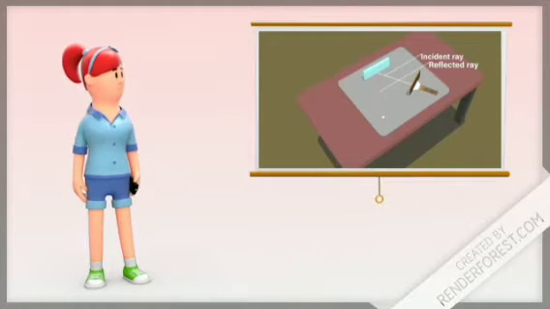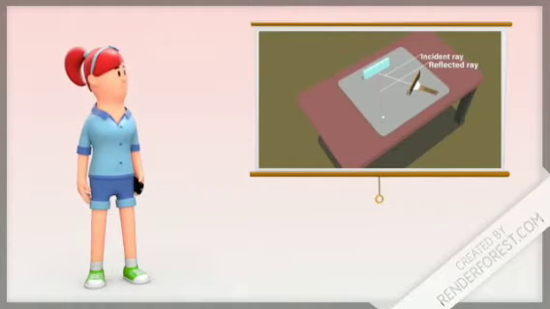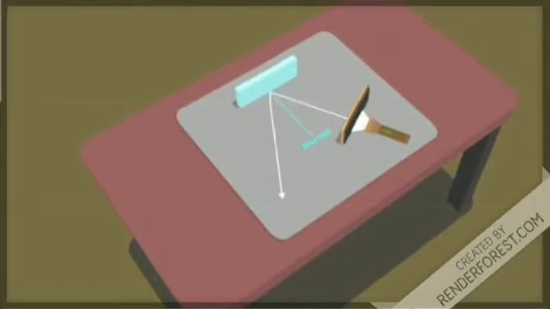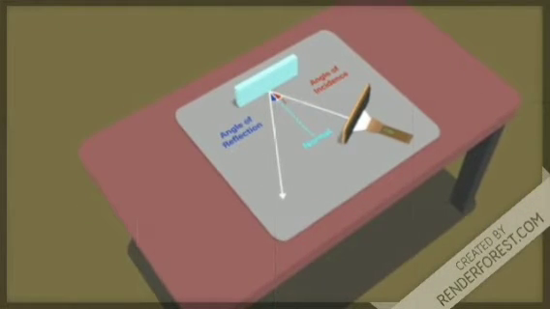Represent the light with the incident ray and reflected ray, drawn on this white sheet of paper like this. Also draw a normal to the mirror surface. Remember, normal is a perpendicular line drawn at the point of incidence.